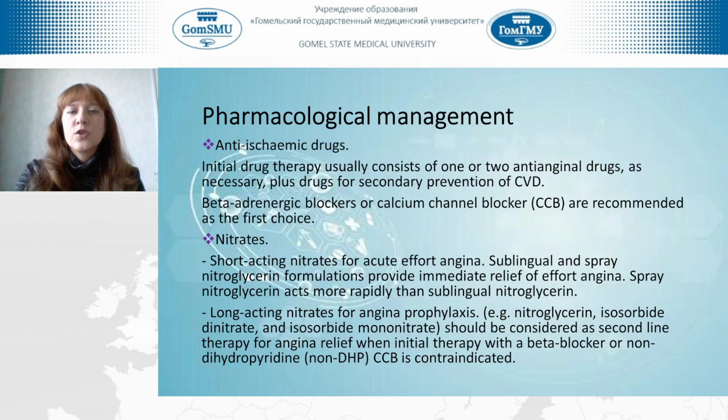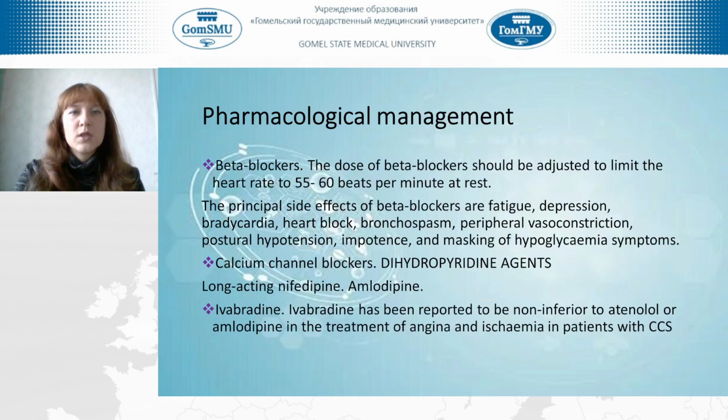Long-acting nitrates for angina prophylaxis. Isosorbide mononitrate should be considered as second-line therapy for angina relief when initial therapy with a beta blocker or a nondihydropyridine calcium channel blocker is contraindicated. Beta blockers. The dose of beta blockers should be titrated to limit the heart rate to 55 to 60 beats per minute at rest.